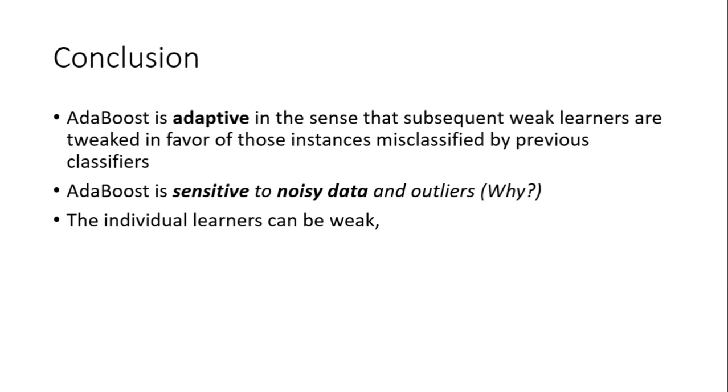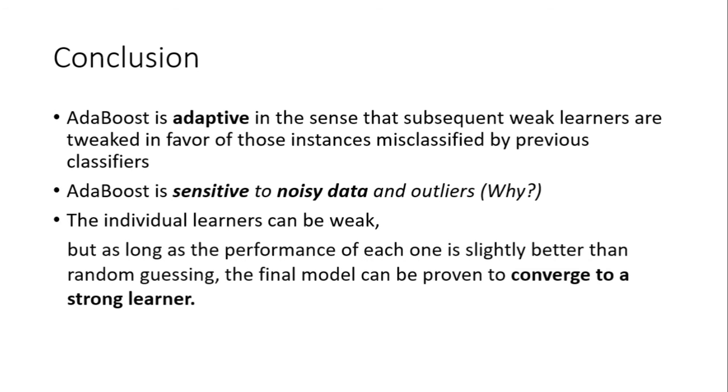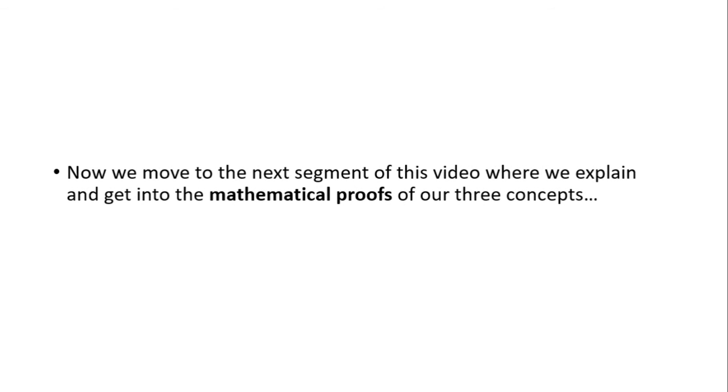The individual learners can be weak since they are basic binary classifiers. But as long as the performance of each one is slightly better than random guessing, which is not the case here since we have a condition upon which each stump works, the final model can be proven to converge to a strong learner. Now we move to the next segment of this video where we explain and get into the mathematical proofs of our three concepts.